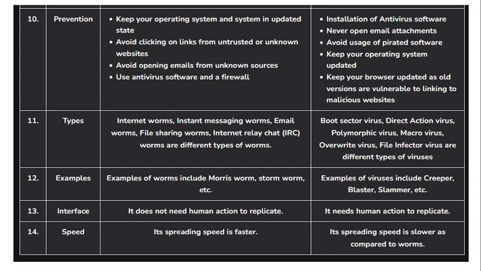Interface: a worm does not need human action to replicate, whereas a virus needs human action to replicate. Okay, a worm's spreading speed is faster, whereas a virus's spreading speed is lower as compared to worms.